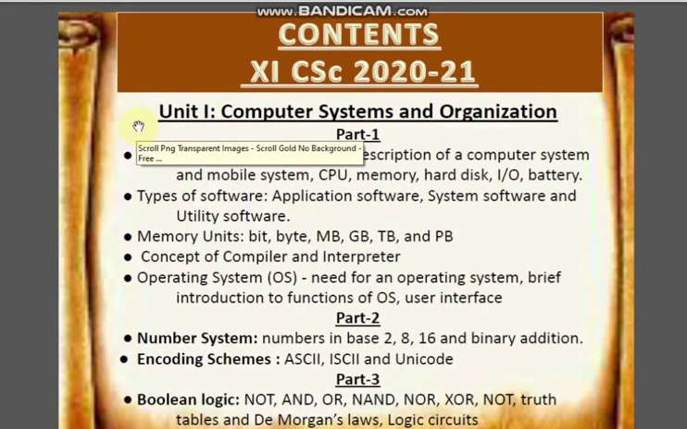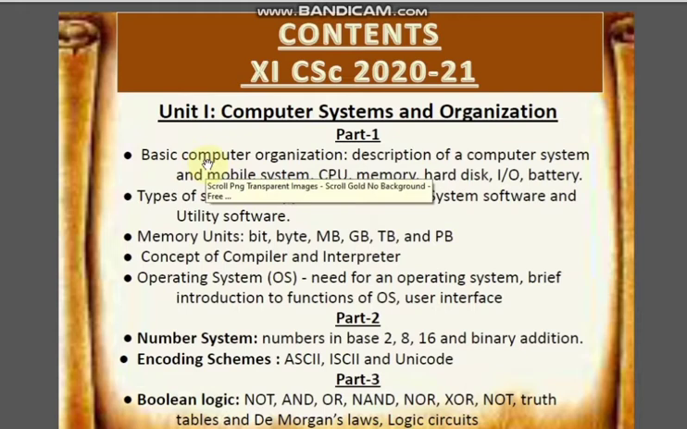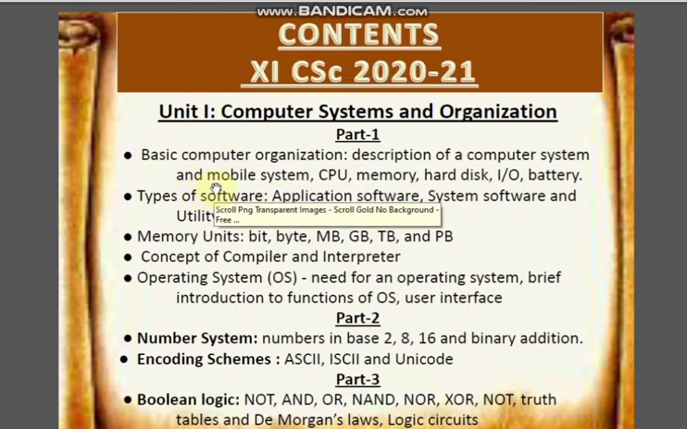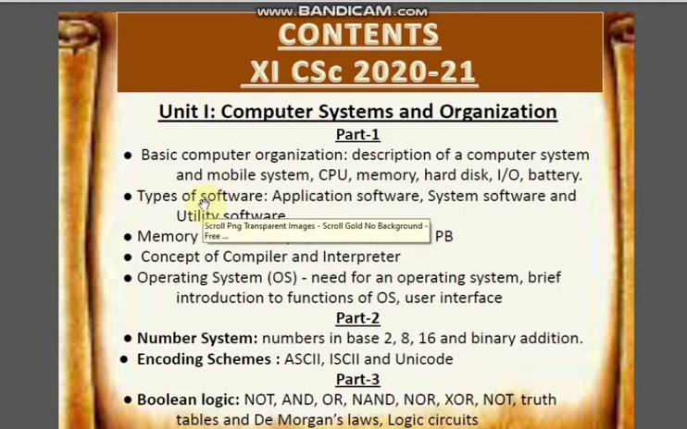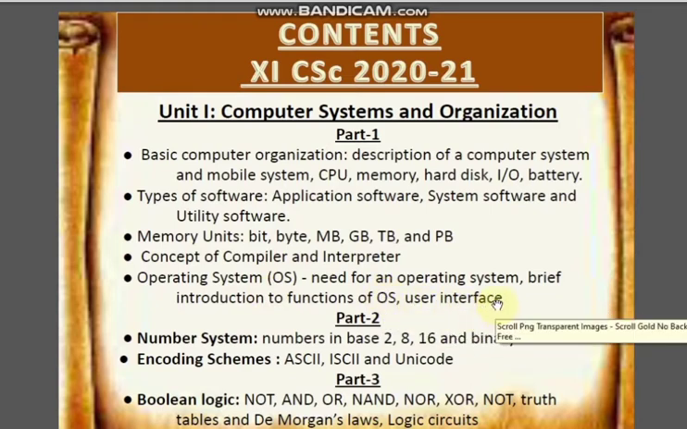In the syllabus of 11th Computer Science and Informatics Practices, we have Unit 1, Computer Systems and Organization. In part 1, I'll be covering basics of computer organization, description of computer system and mobile system, CPU, memory, hard disk, input output devices, battery, types of software, application software, system software and utility software, memory units, bit, byte, MB, GB, TB and so on, concept of compiler and interpreter, operating system, need for an operating system, brief introduction to functions of operating system and operating system as a user interface. So let's move on.